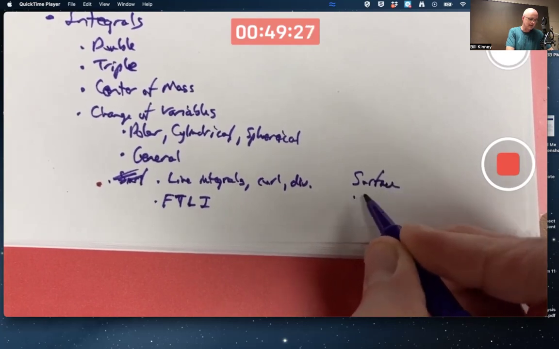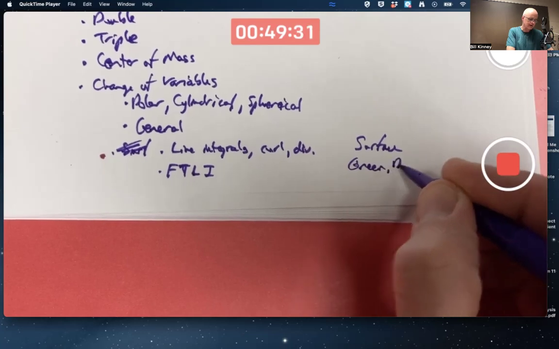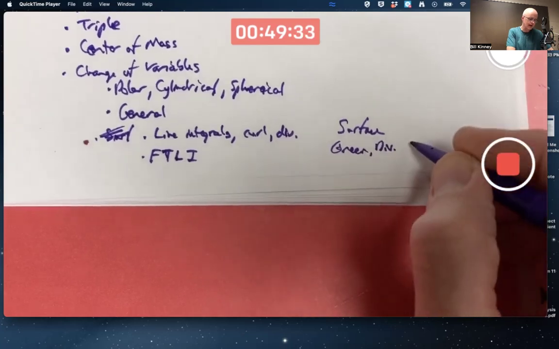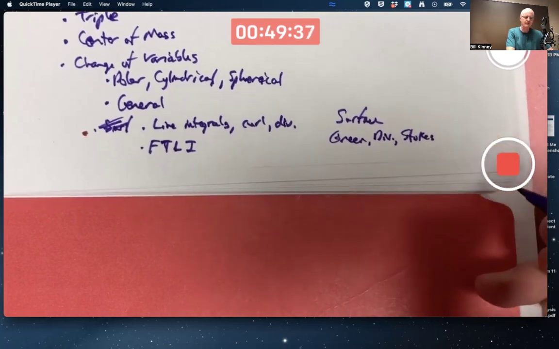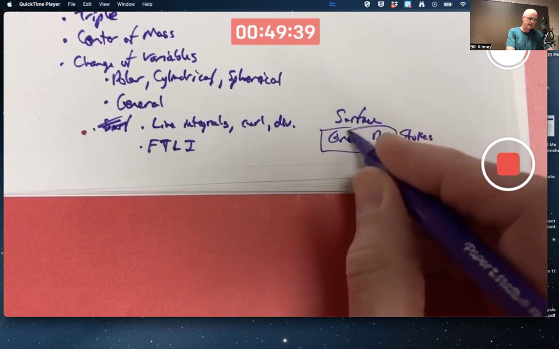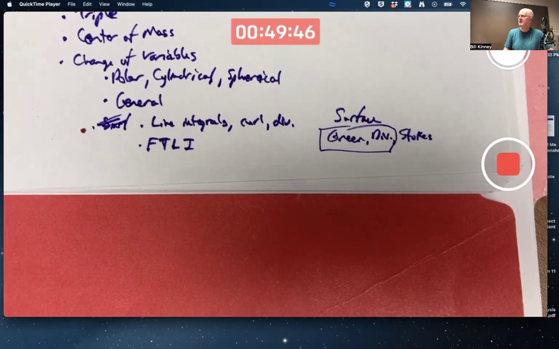And then, well, there's Green's theorem, divergence theorem, and Stokes's theorem. I will not put Stokes's theorem on the exam, I think. Green's theorem and the divergence theorem could be. Green's theorem came up in the last exam. Divergence theorem could come up on this one.